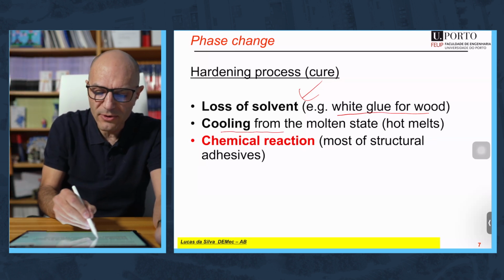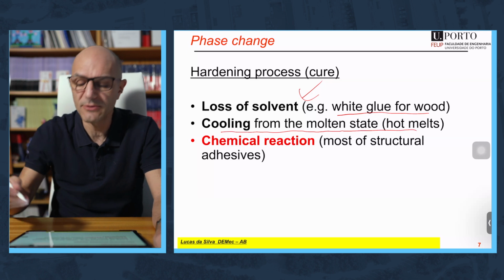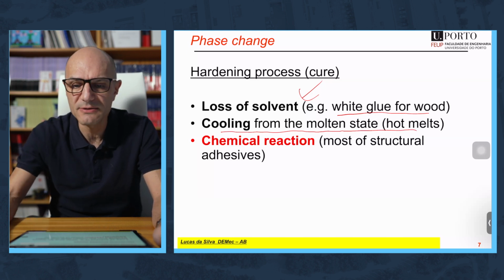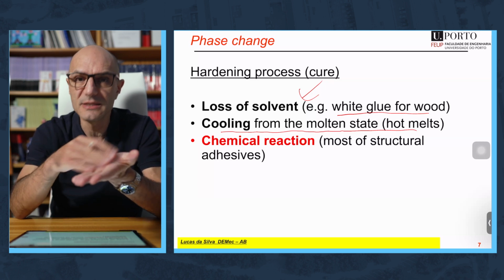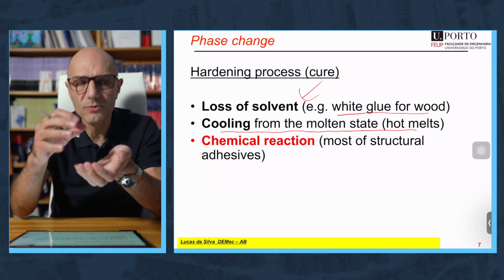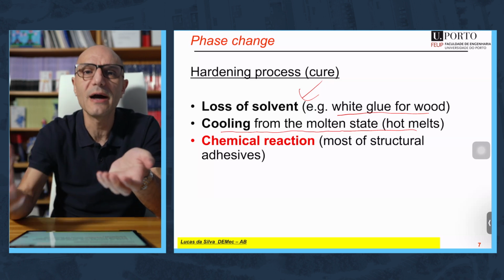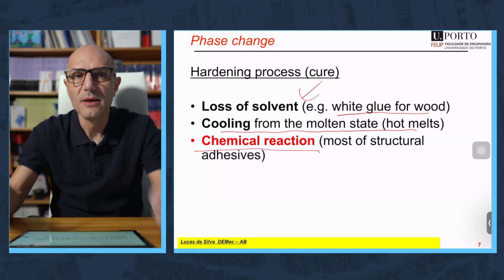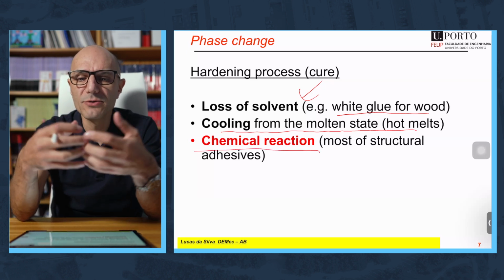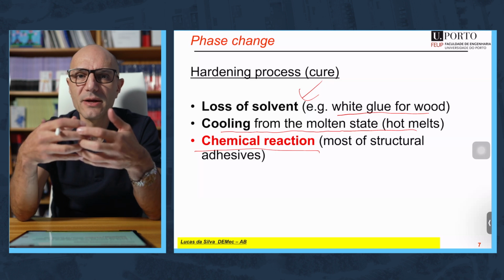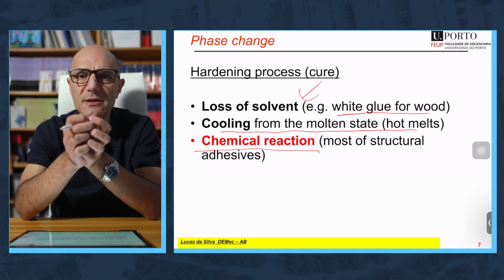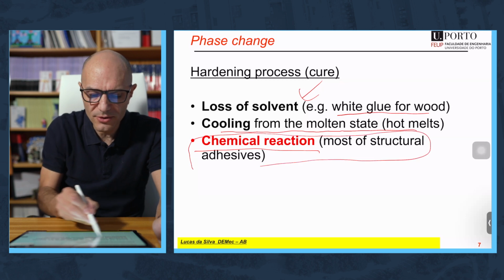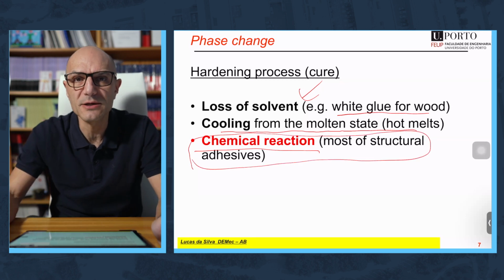It can be from cooling from the molten state. In the case of the hot melts, we are talking about thermoplastic adhesive. So you heat, you apply the adhesive, it's liquid, and then it will cool down, and this cooling will harden the adhesive. And finally, you have a chemical reaction. You have a resin, you have a hardener, you mix them, and this will cause a chemical reaction that will harden the material. In general, structural adhesives cure by a chemical reaction.